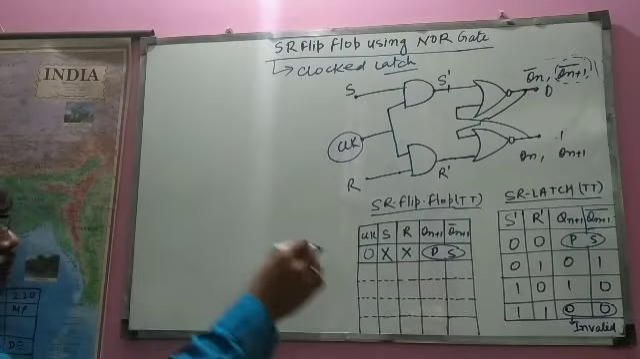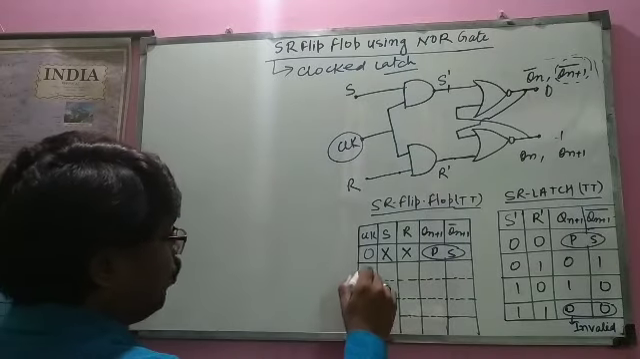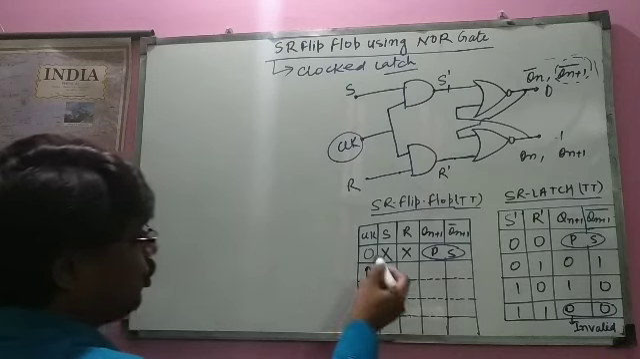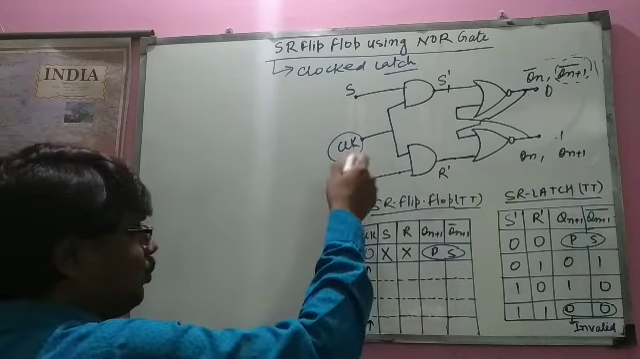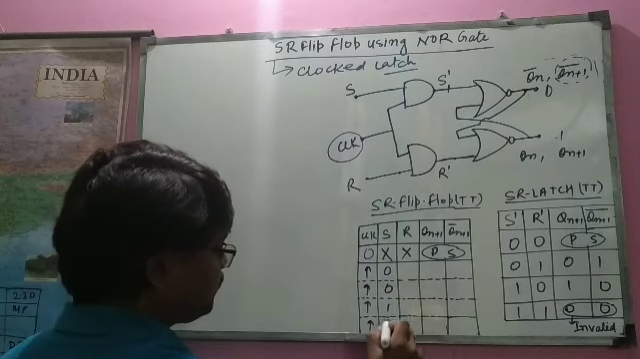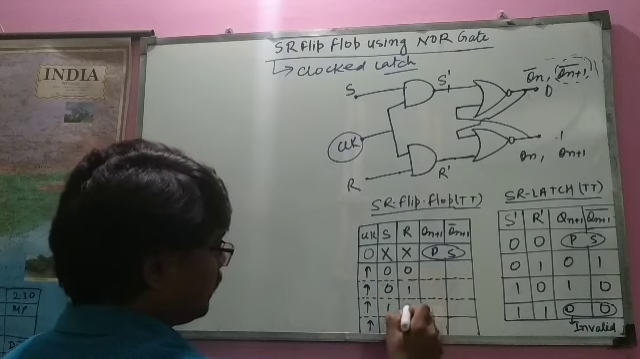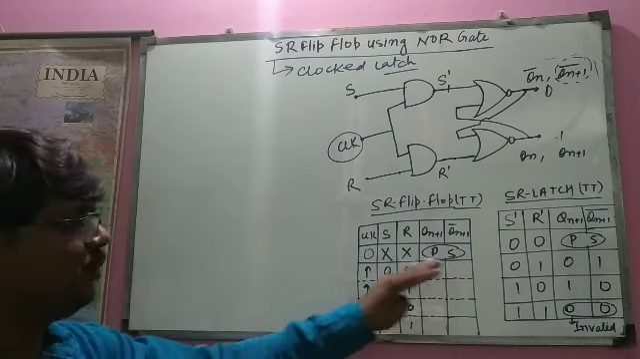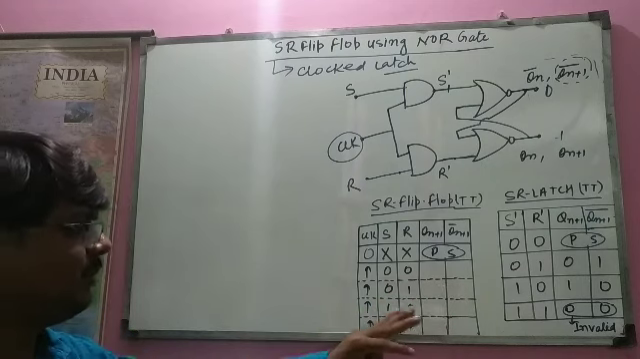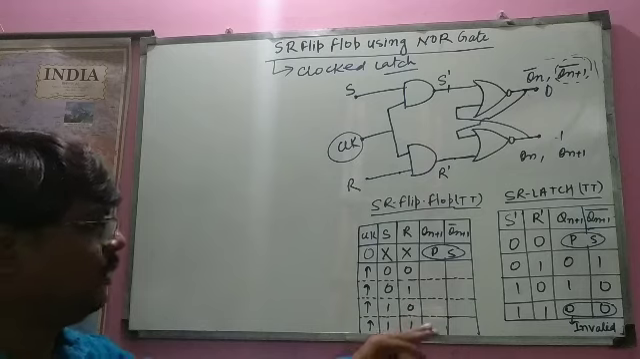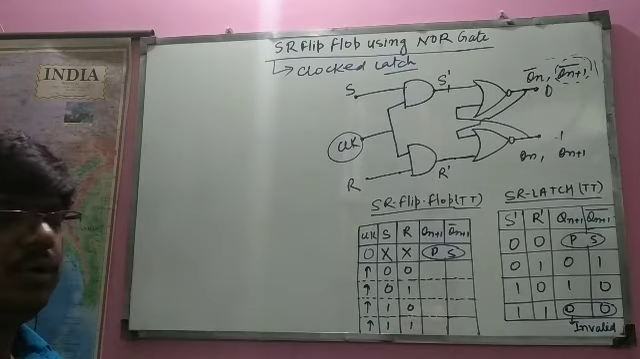Now see the working of this one. Now we have given the input clock 1 in all the cases. Now our clock is 1 and we want to see all the cases. When SR is 0 0, what will be the output? When SR is 0 1, what will be the output? When SR is 1 0, what will be the output? When SR is 1 1, what will be the output? So let us see.